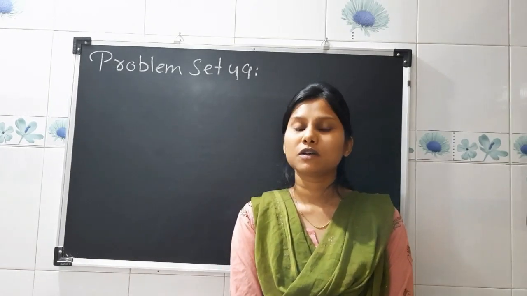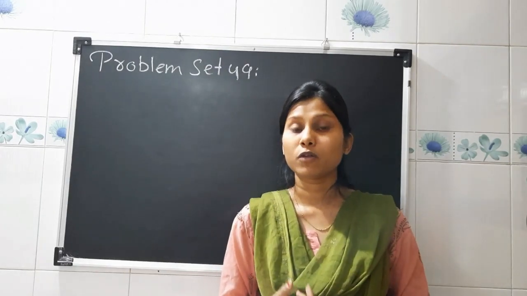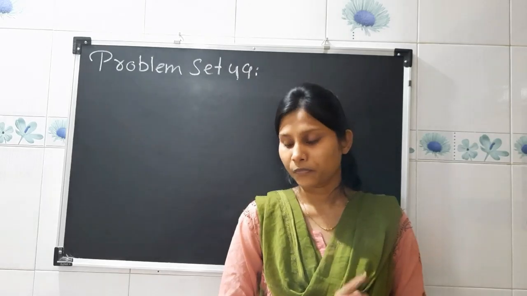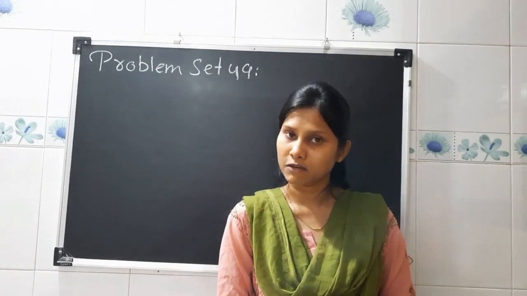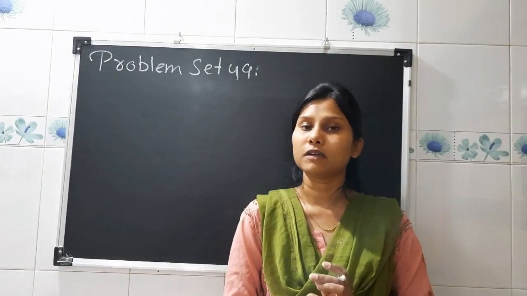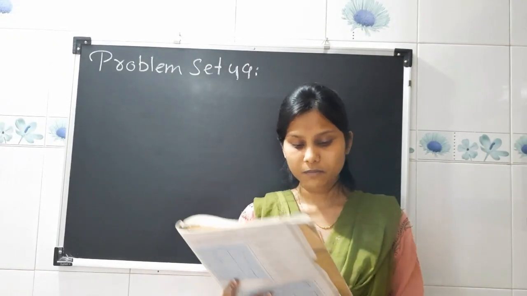So in the previous lecture we have seen the two formulas, that is the formulas for the perimeter of rectangle and perimeter of square. Okay, also we have solved the solved examples given on page number 70. Okay, now today we are going to start our problem set 49. So let's see question number 1.